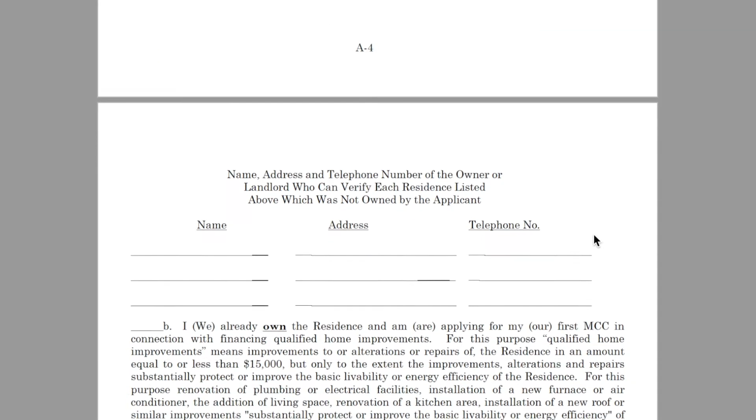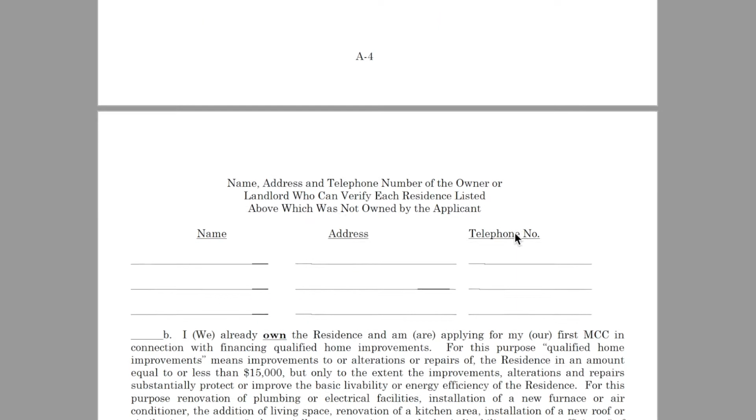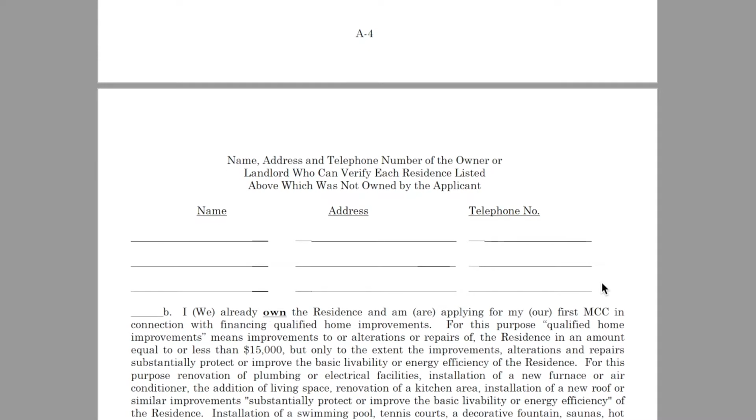And then the next 3 lines on the next page correspond to those 3 lines. So for each address that you listed here, you will list the name of somebody and their address and telephone number who can confirm that you lived in that address, but that you did not own that property. So in most cases, it's going to be a landlord, or it might be the leasing office at an apartment complex, or it might be the name of a family member or a friend that you lived with. But it'll be somebody for each property specifically who can verify that you lived there but didn't own it.